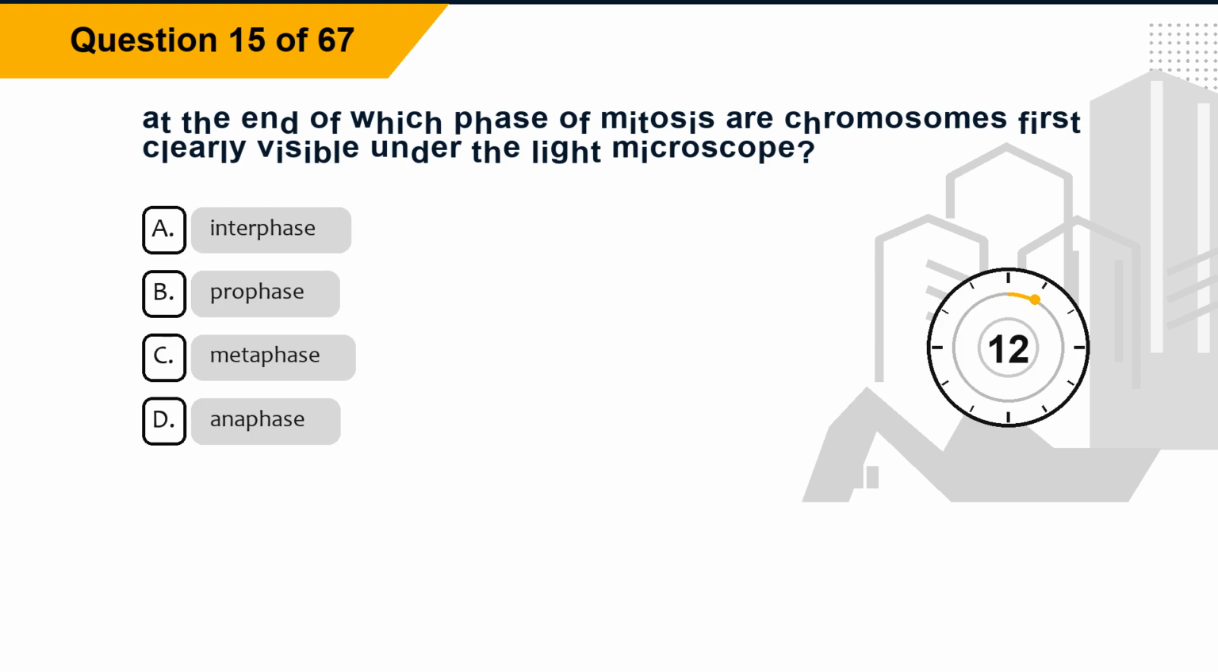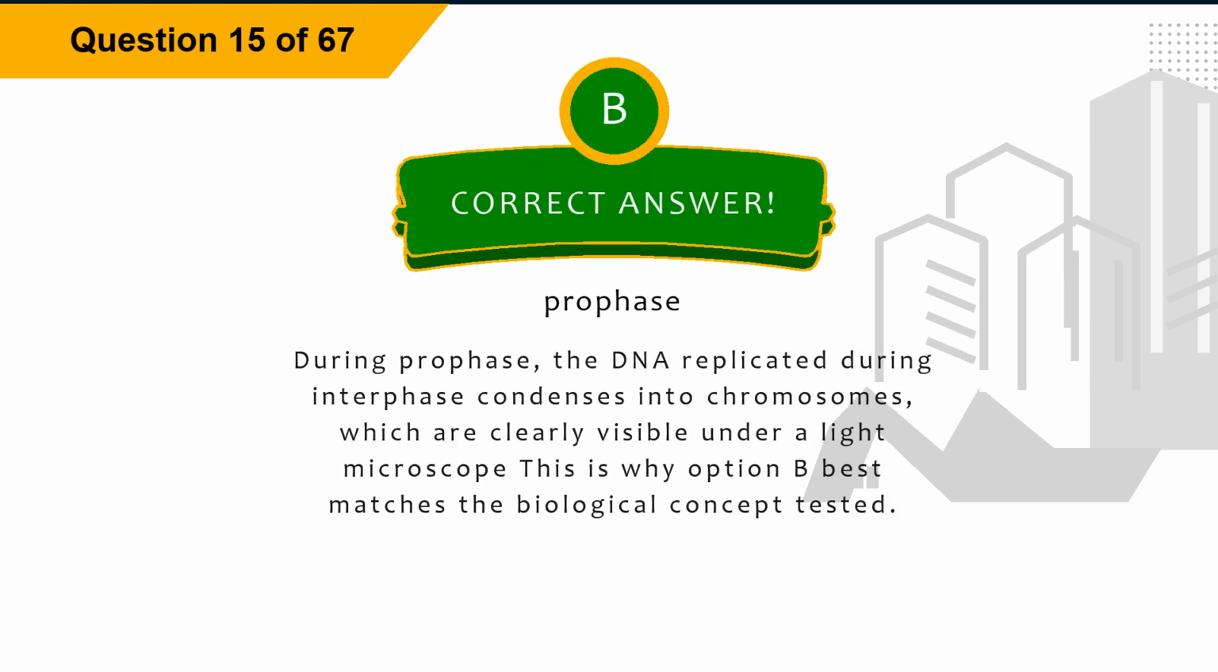Question 15. At the end of which phase of mitosis are chromosomes first clearly visible under the light microscope? Option A, interphase. Option B, prophase. Option C, metaphase. Option D, anaphase. The correct answer is option B, prophase. Explanation. During prophase, the DNA replicated during interphase condenses into chromosomes, which are clearly visible under a light microscope. This is why option B best matches the biological concept tested.